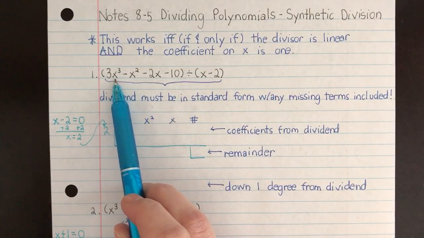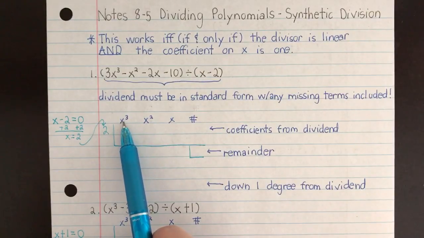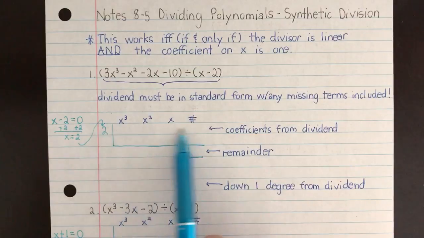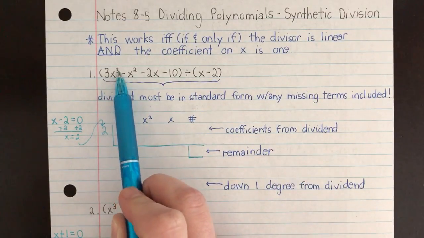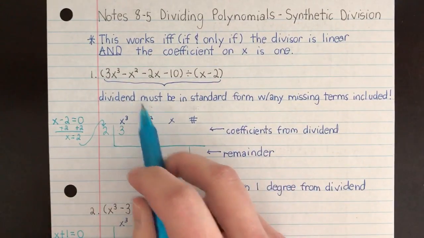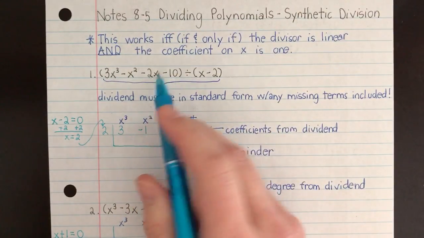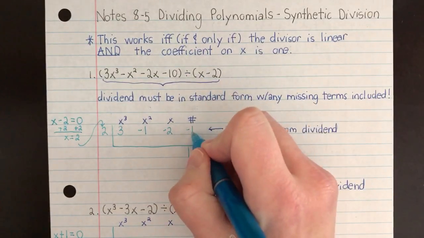So notice the dividend starts with x cubed. That's why I started with x cubed here, and then I went down from there. X cubed, x squared, x, and then the number. So what goes inside here is the coefficients from the dividend. So the coefficient on the x cubed term is 3. The coefficient on the x squared term is -1. The coefficient on the x term is -2. And the number is -10.